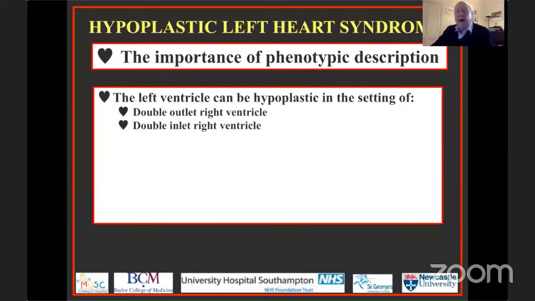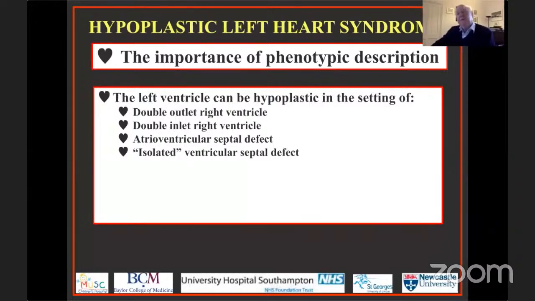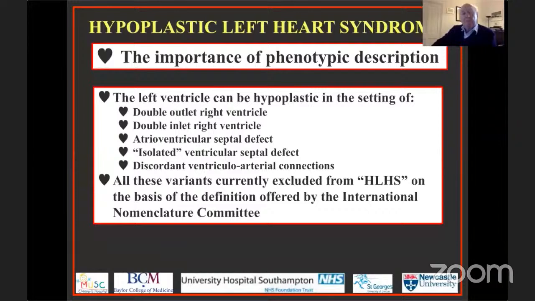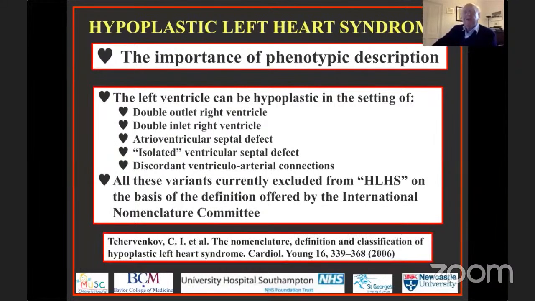The left ventricle can be hypoplastic when there's double inlet right ventricle or atrioventricular septal defect. On occasion, when there's an isolated ventricular septal defect. The left ventricle can be hypoplastic when it supports the pulmonary trunk. But at the moment, we exclude all of these cases from the definition provided by the International Nomenclature Committee. And this is that definition that too goes a long way back now, as you see, 2006.